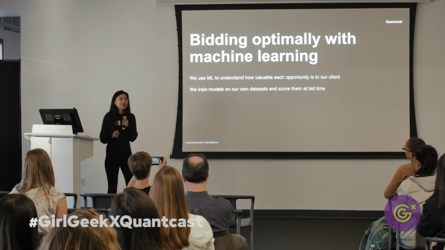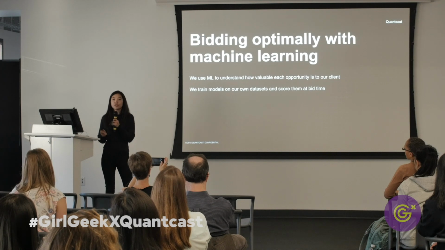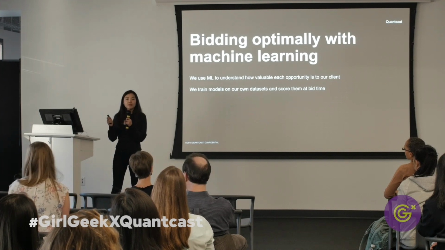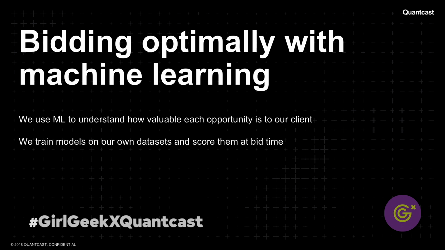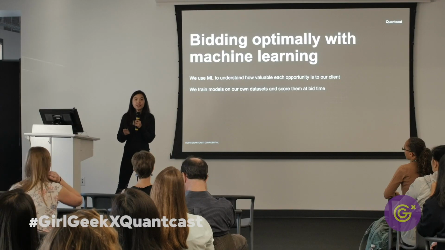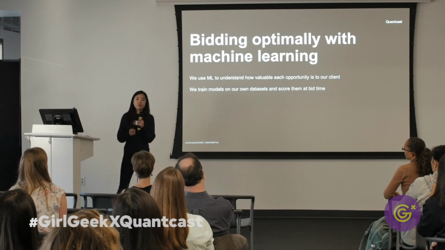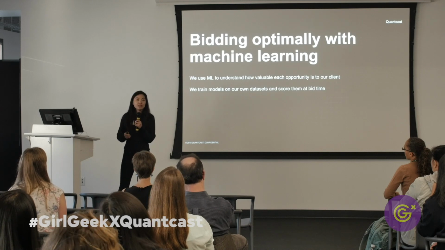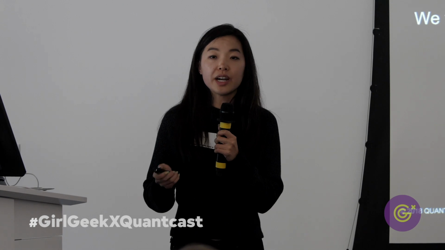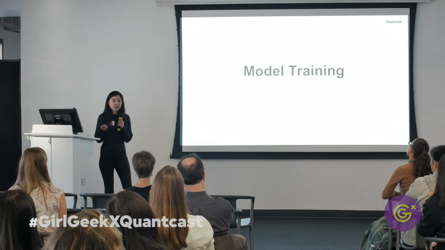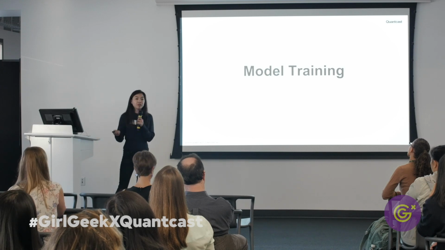So how do we actually use machine learning to do this well? The part that machine learning has in this is that we need it to understand how valuable each one of these bid opportunities is. So we use machine learning to come up with an optimal price. What this means is that we train machine learning models and we use them in real time to understand how we should price each bid. So what does this model training actually look like, and what are these models trained off of?